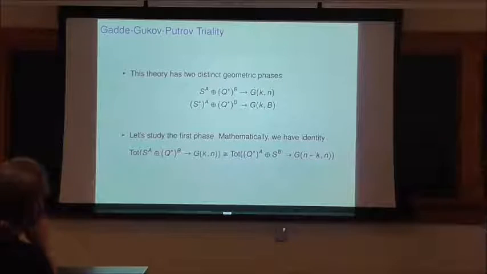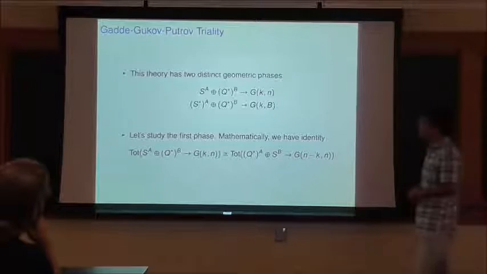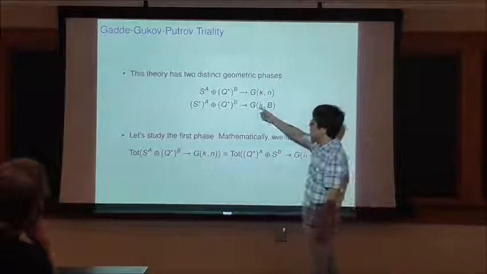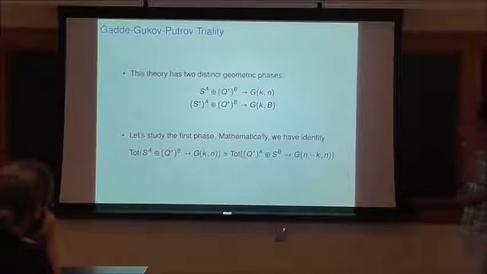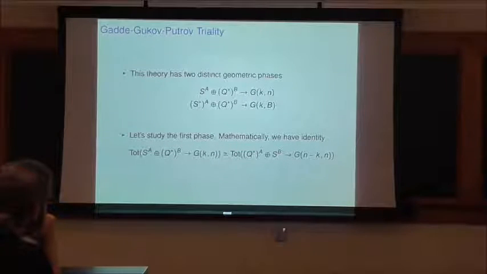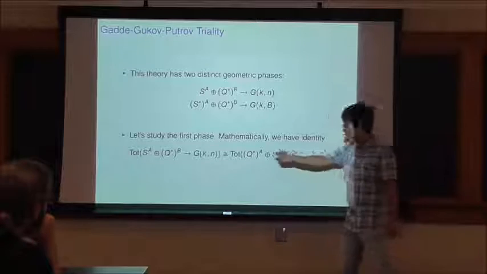Okay. So now you have two distinct geometries. So we can do our usual business. We take the second one and transform it into a different expression under a mathematical identity. This is a holomorphic identity.